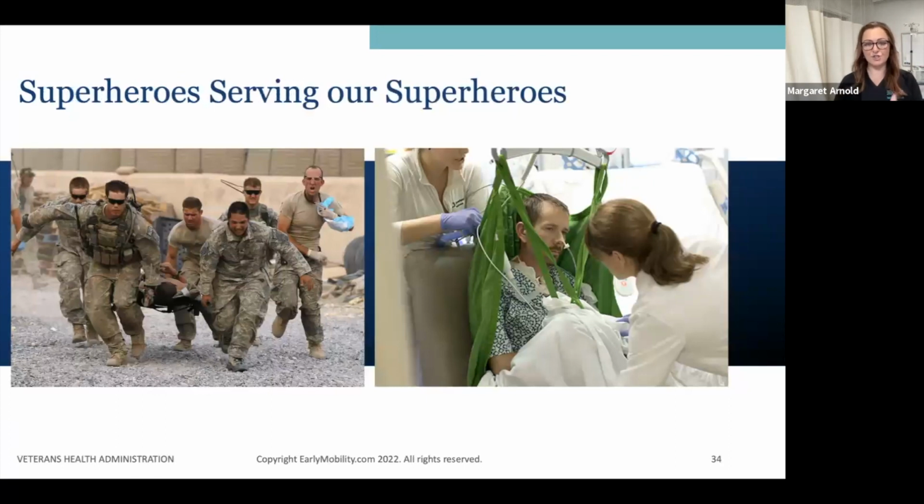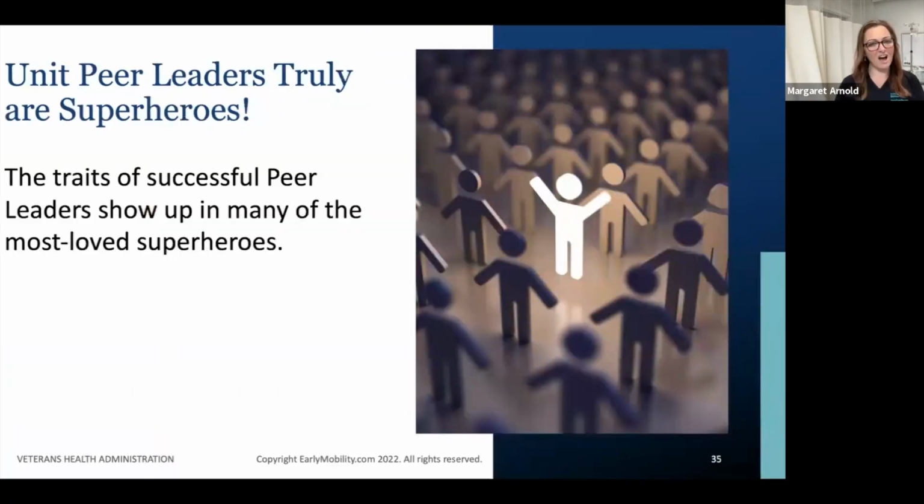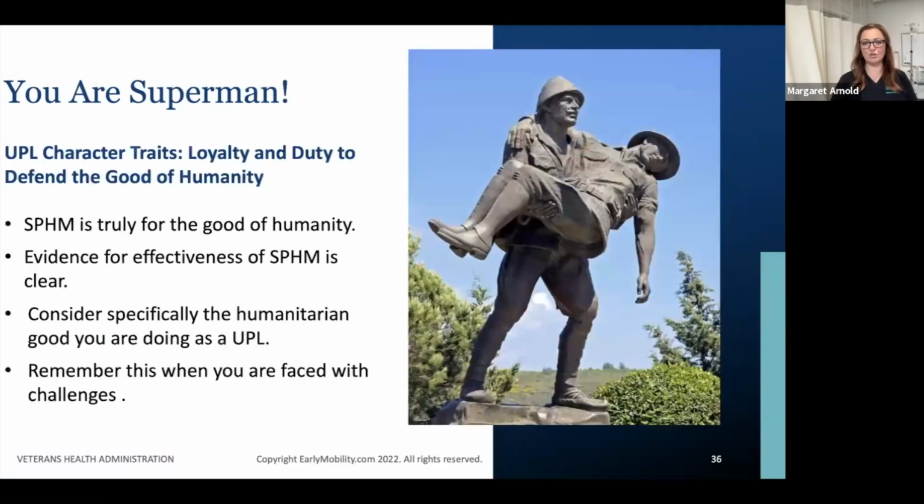You are the superheroes serving our superheroes. Never forget that. I want you to think about that just again for a moment. You are the superheroes serving our superheroes who have served us. Unit peer leaders truly are superheroes. We're going to include some of the traits of successful peer leaders that may show up in many of our most loved superheroes. And I guarantee they show up in you every day that you show up as a unit peer leader. You are Superman.